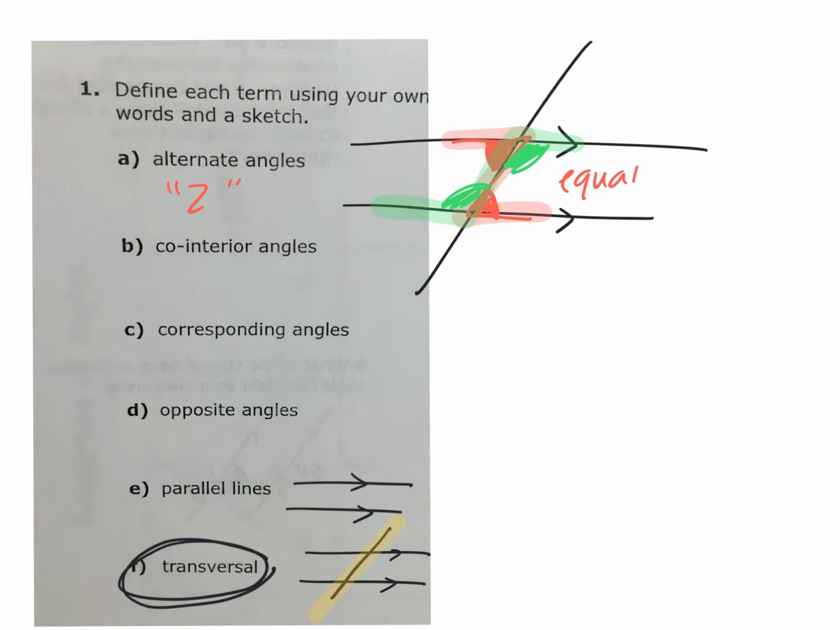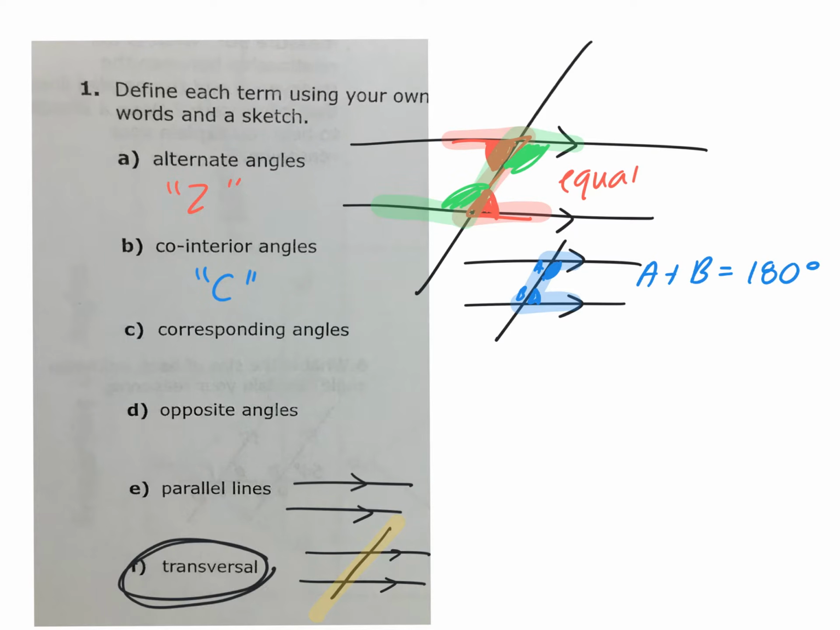Excellent. Co-interior angles are a C pattern. So let's draw two parallel lines, a transversal, and I'm going to draw a C. What do you know about the two angles inside the C? Are they equal? They have to add up to 180. So let's call this A and B. A plus B has to add up to 180.